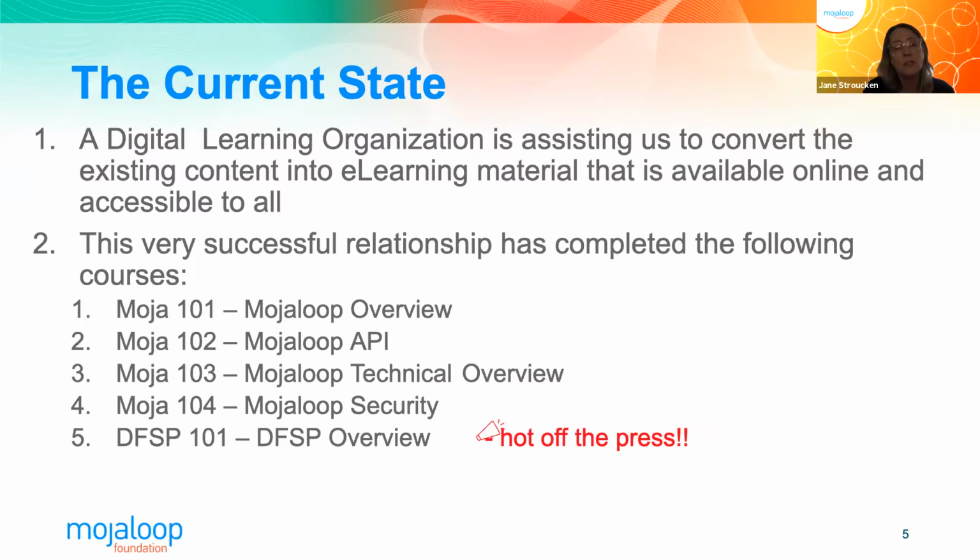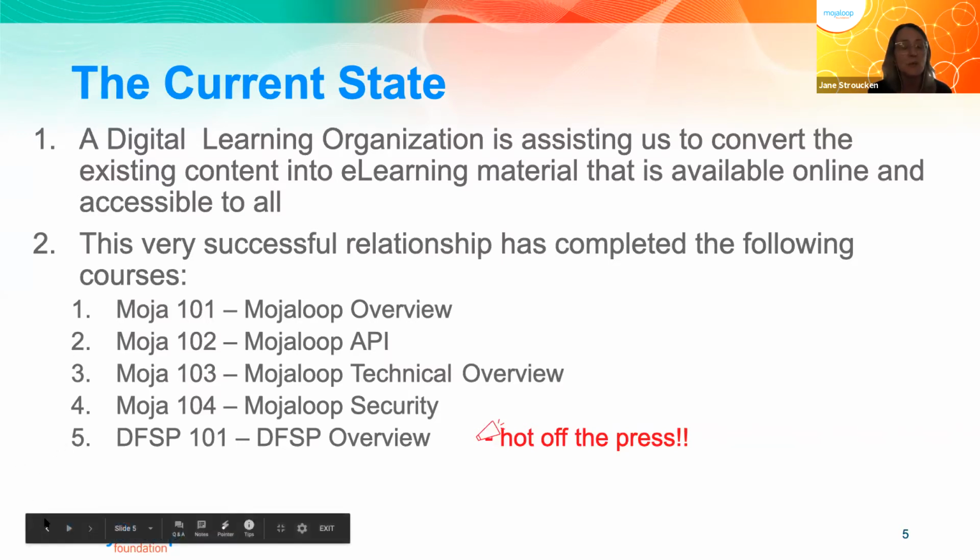This successful partnership that we've got with the digital learning organization has already resulted in the four Moja courses, 101, 102, 103, and 104 being launched. And today, hot off the press, just a little bit earlier, we released DFSP 101, which is fabulous. I mean, it's really exciting. Paul and I get so excited. We have our own little party on the side. So that's hot off the press and just such good timing because there are so many DFSPs that are starting to want to get involved.